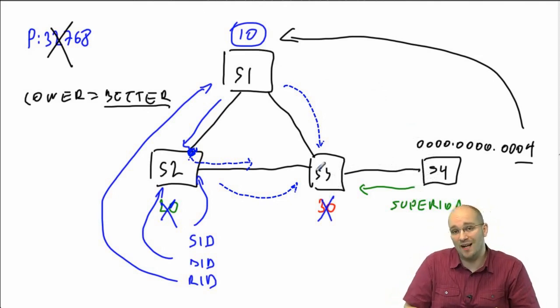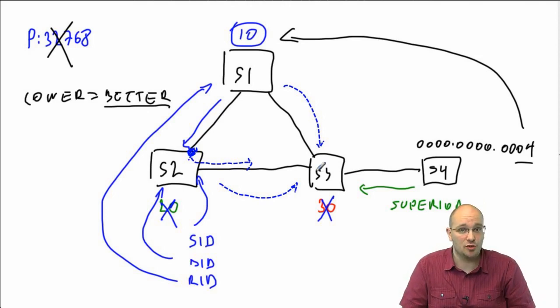This is what I meant when I said that the elections are always on in the spanning tree. But really, this is it. This is how spanning tree elections work. Now, let me show you this on a real example.